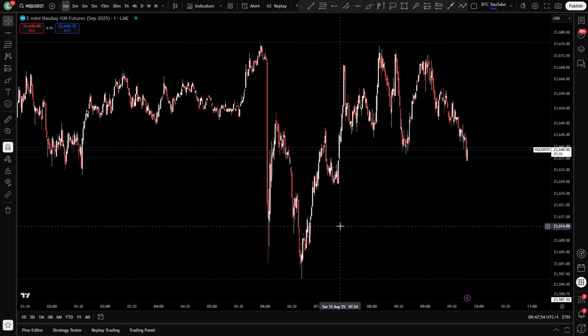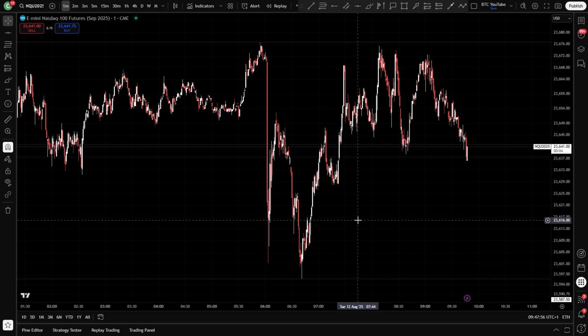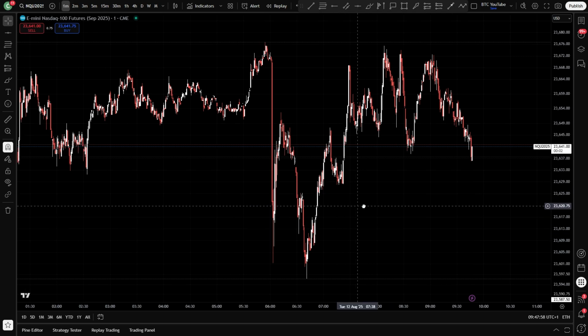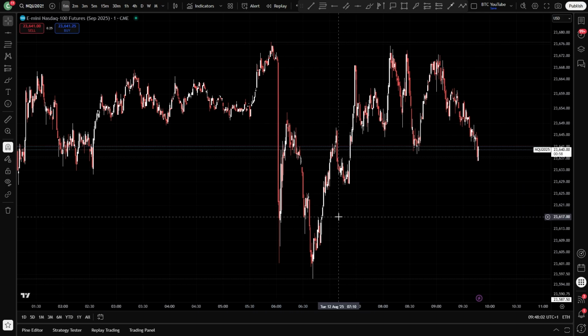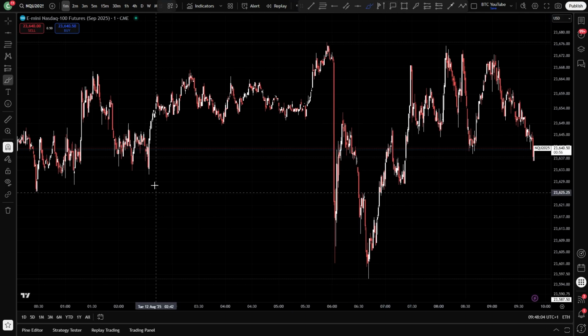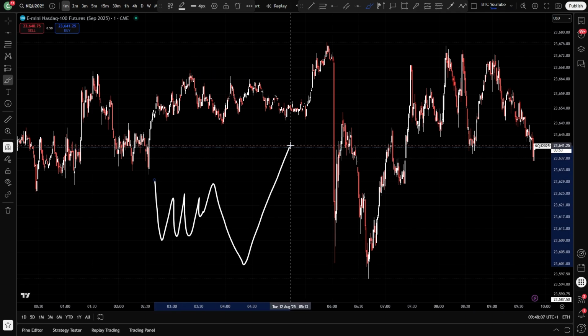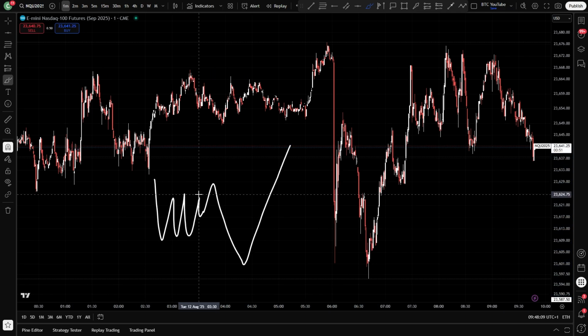I'm just going to go over some examples of this strategy that I can see over the past few days, give you an idea of what the strategy is, and then we'll just go from there. So basically, very, very simple. I'm just looking for this: accumulation, manipulation, and then distribution. This is the signature in price I'm looking for.